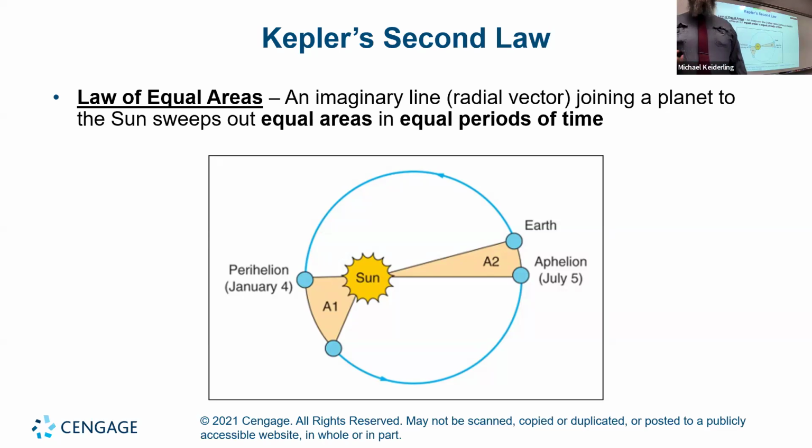And the closest point to the sun is called perihelion. And for Earth, it's around January 4th. And the furthest point from the sun is aphelion. And for Earth, it's around July 5th. So yes, the Earth is closest to the sun in the winter.